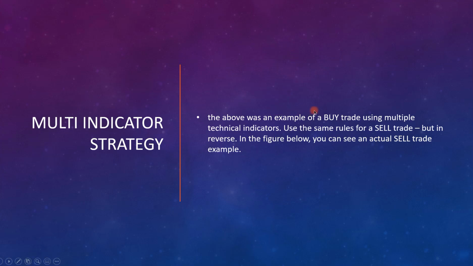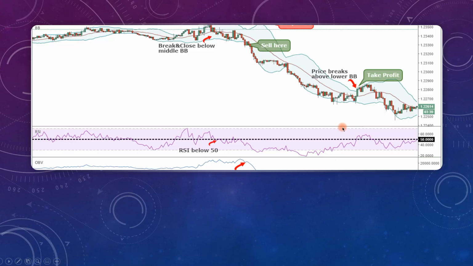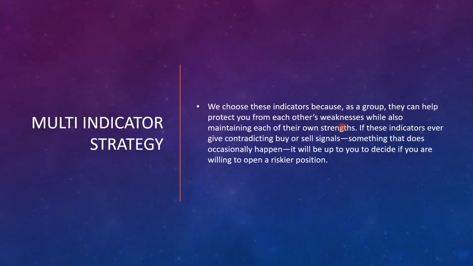So the above is an example of a buy trade using multiple technical indicators. The same rule applies for sell, just in reverse. So just flip everything over for a sell alert. We choose these indicators because as a group, they can help protect you from each other's weakness while also maintaining each other's strength and integrity.